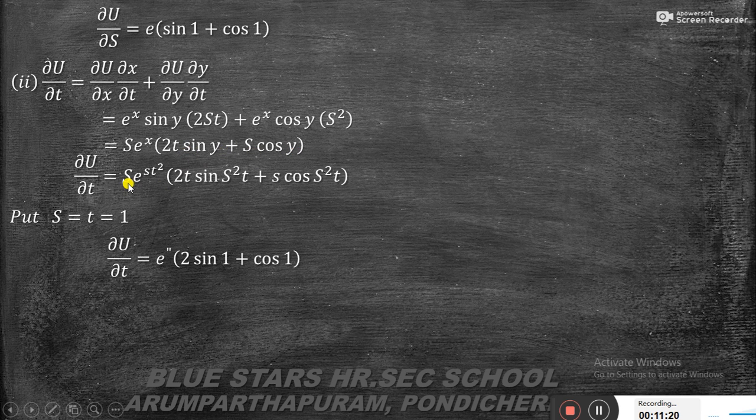So I substitute e power x, where x is st square, in the power, plus 2t sin y, where y is s square t, plus s cos y, where y is s square t. So put s equal to t equal to 1. Therefore ∂u/∂t equals e power 1 into (2 sin 1 plus cos 1). This is the expression for ∂u/∂t.